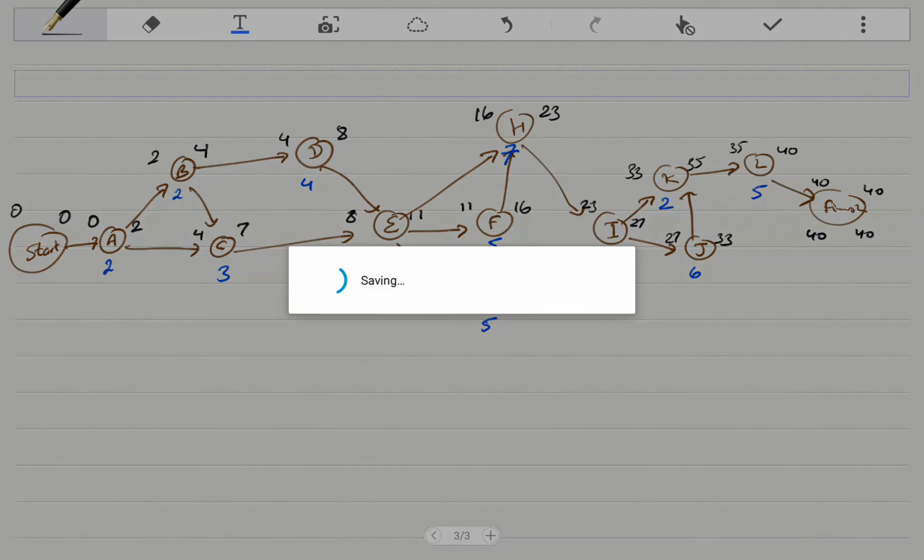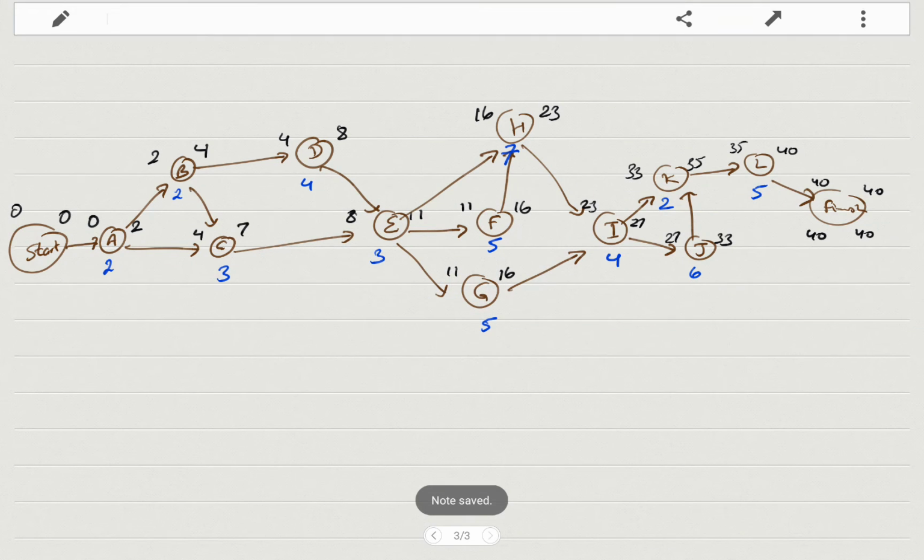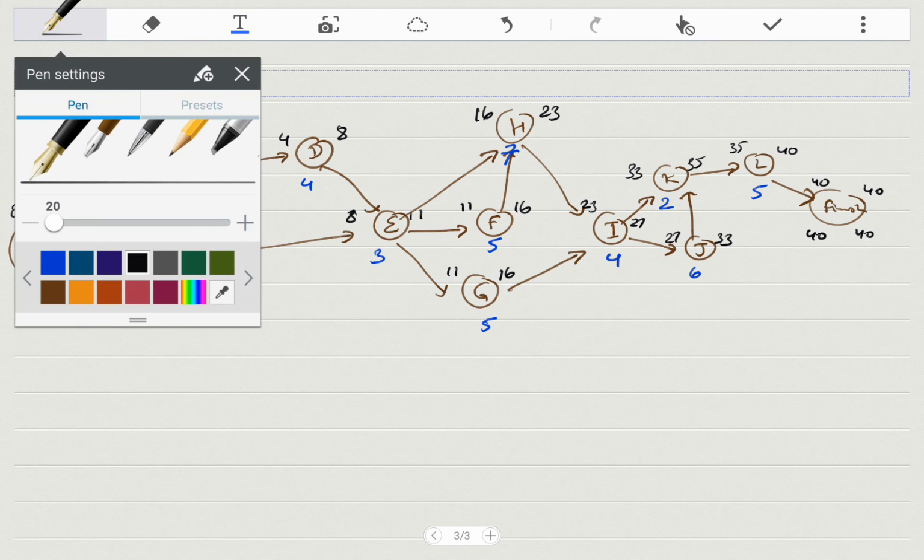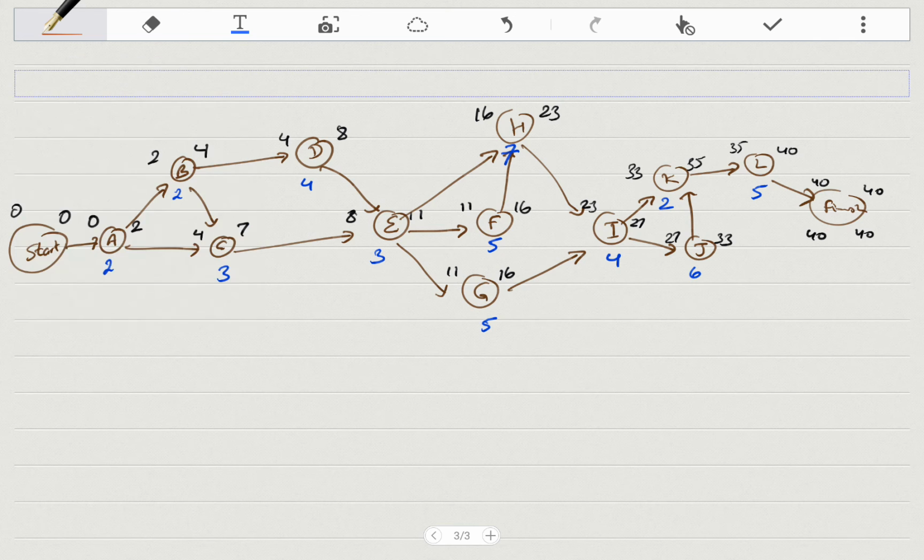Alright, now we can do the backward pass. To do the backward pass, let me change the color here, let's use red. Alright, 40 minus 5 is 35, so K has only one successor, so I can just bring 35. 35 and 2 is 33. Alright, J has only one successor, so you can do 33. 33 minus 6 is 27. I has two successors, J and K, so I have to do this at 27. 27 minus 4 is 23.